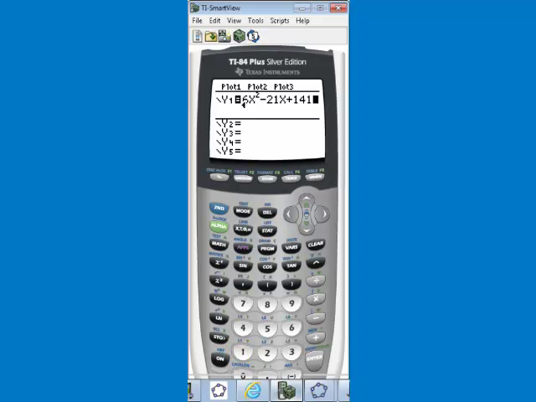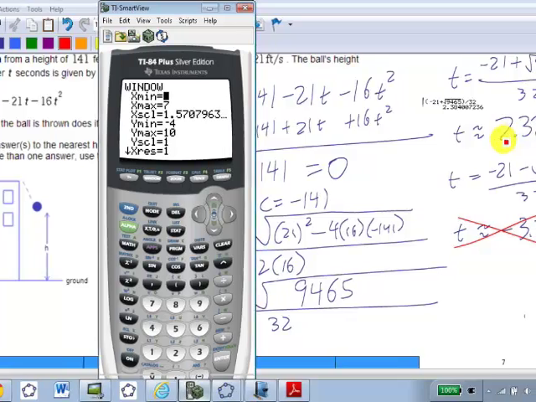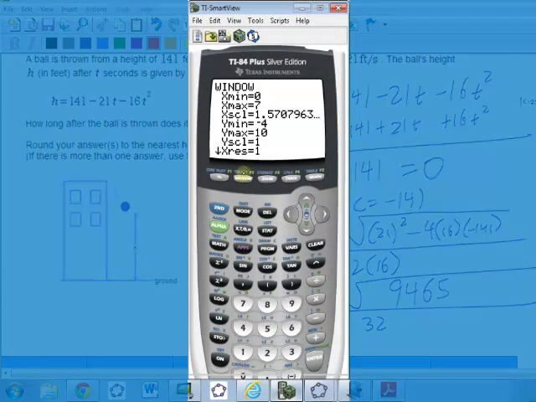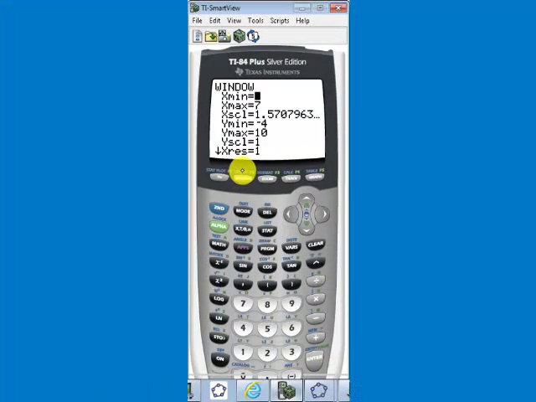Now, in order to see a simulation of the path of this ball that's thrown downward, I need a viewing window where the x goes at least as far to the right as 2.38. We might go a little farther than that. And the y, which indicates the height of this, goes at least as high as 141 feet. So I've just pressed the window button, and you see some numbers up here.